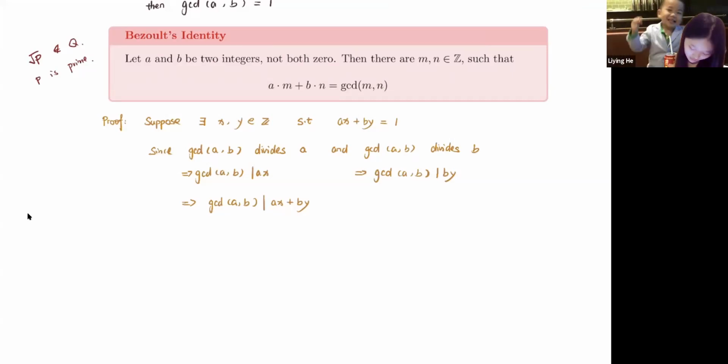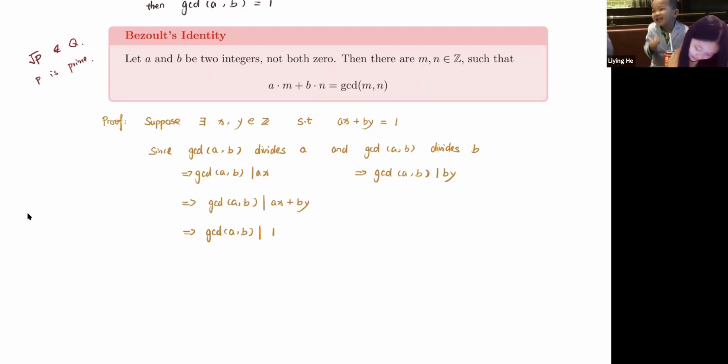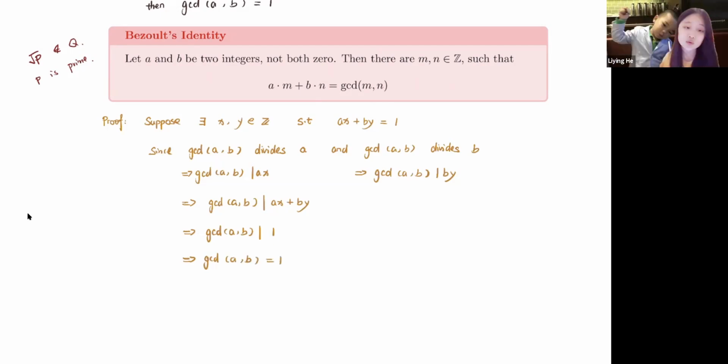Okay, so this means that GCD of AB divides 1 because AX plus BY equals 1. Then this gives us GCD of AB equals 1, because only 1 divides 1.